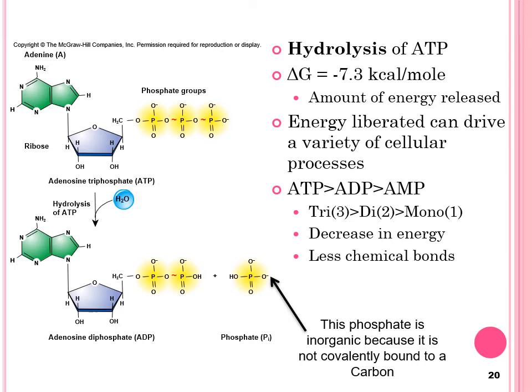So back to our hydrolysis of ATP, you can see that the energy associated with breaking a phosphate bond, releasing the energy, is negative 7.3 kilocalories per mole. So this is hydrolysis, a spontaneous reaction, energy is being liberated.